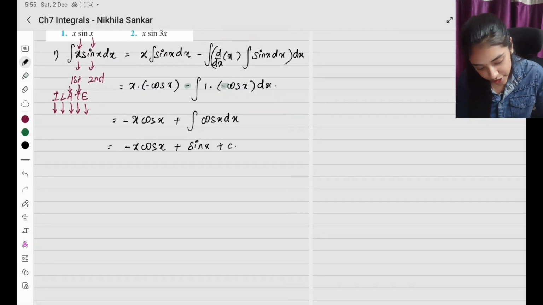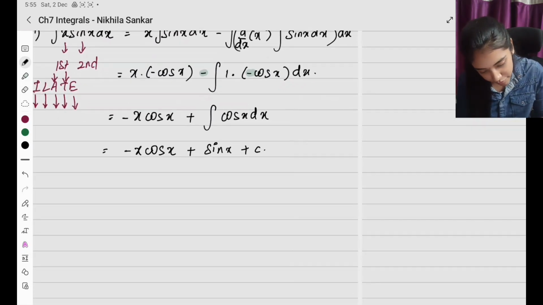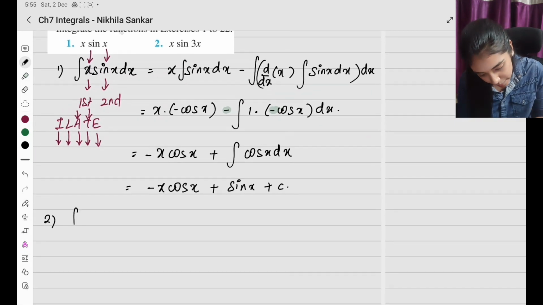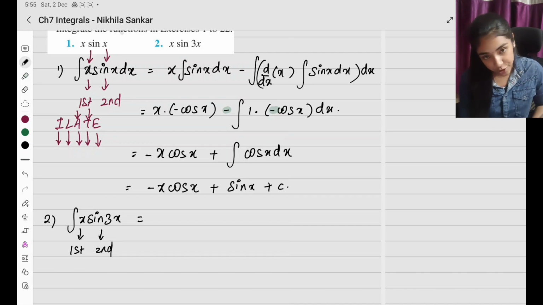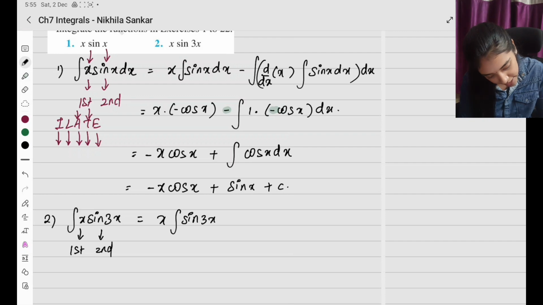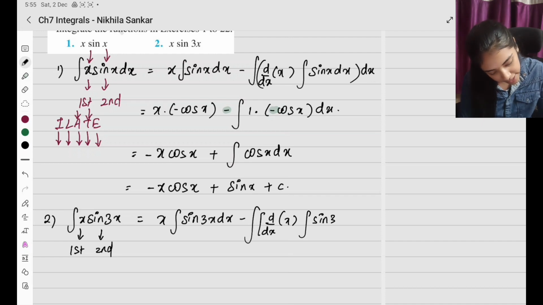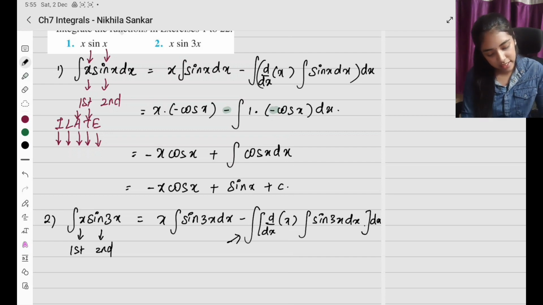Now the second subsection. Again, using the same formula, but here you have sin 3x. So what happens? Integral of x times sin 3x. Here, this is the first function and this is the second function. Algebraic function, trigonometric function. Remember ILATE, the mnemonic. First function times integral of sin 3x dx, minus integral of d by dx of x times the integral of sin 3x dx, times dx. This dx is for this integral, and this dx is for that integral.